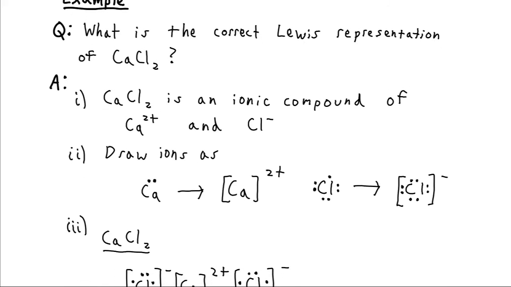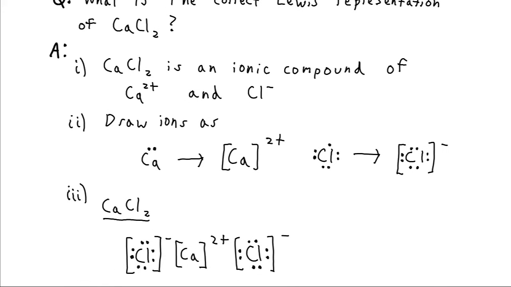And then for our Lewis structure, we are just going to draw these in conjunction. So we have two chlorines, each with a -1 charge, to go with that calcium 2+ ion.